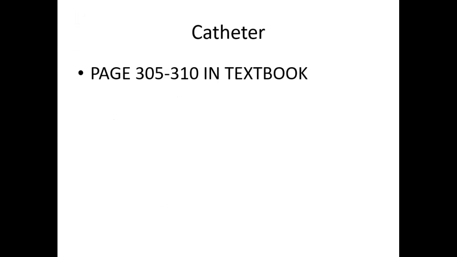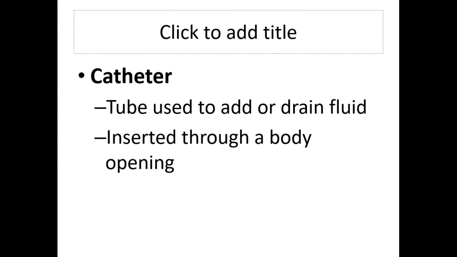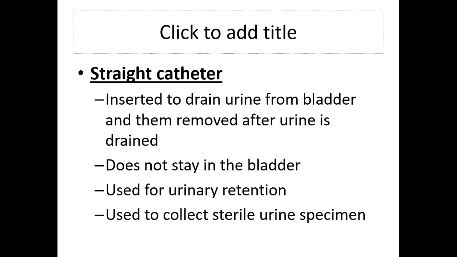You can read about catheters in your textbook, pages 305 to 310. A catheter is a tube that's used to add or drain fluid, and it's inserted through a body opening. So when we think about urinary catheters, they're inserted into the bladder, typically to empty urine from that. So a straight cath, I just talked about that a little bit with the urinary retention. That is inserted in, but it doesn't stay in the body. It doesn't stay in the bladder. It's just inserted to empty out what's in the bladder, and then it's removed from the bladder.